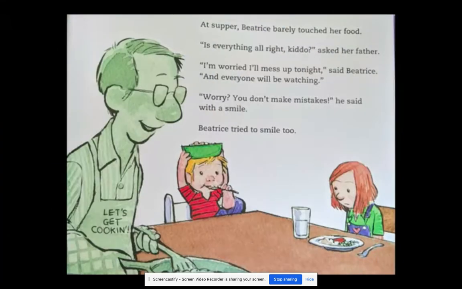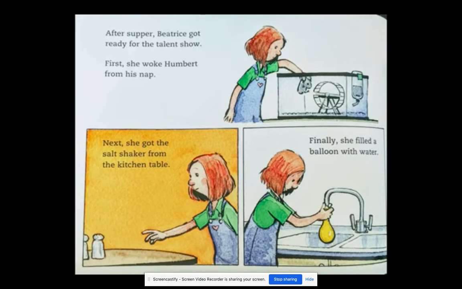At supper, Beatrice barely touched her food. Is everything all right, kiddo? Asked her father. I'm worried I'll mess up tonight, said Beatrice, and everyone will be watching. Worry? You don't make mistakes, he said with a smile. Beatrice tried to smile too. After supper, Beatrice got ready for the talent show. First, she woke Humbert from his nap. Next, she got a salt shaker from the kitchen table. Finally, she filled a balloon with water.